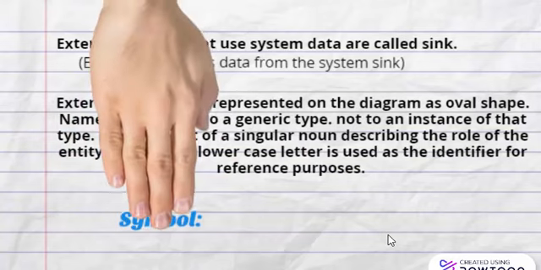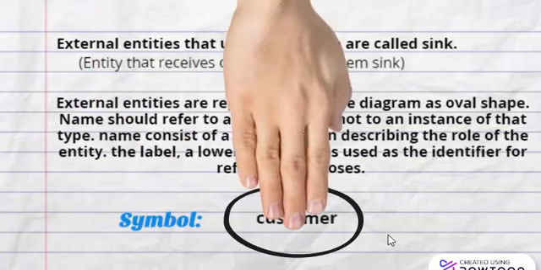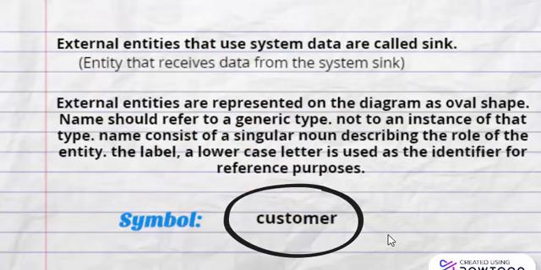External entities are represented on the diagram as an oval shape. The name should refer to the generic type, not to an instance of that type. The name consists of a singular noun describing the role of the entity. The label, a lowercase letter, is used as an identifier for reference purposes. Example: customer.